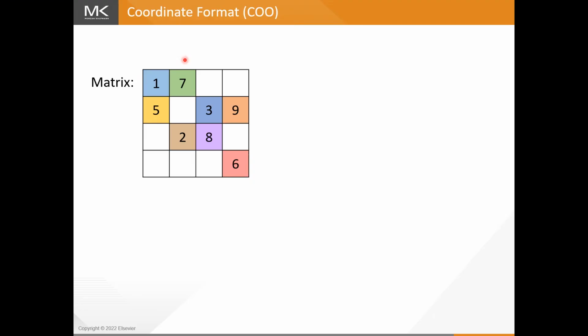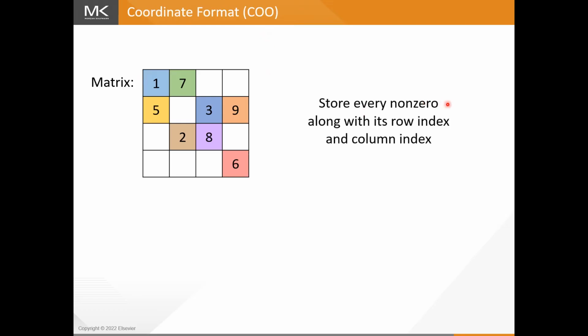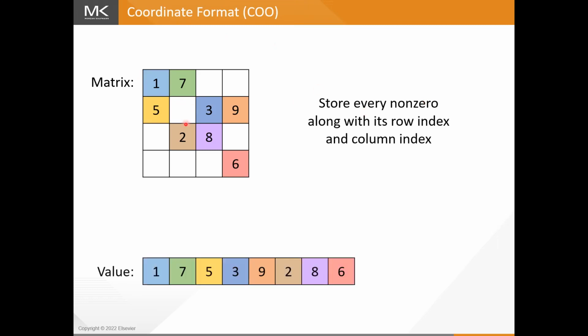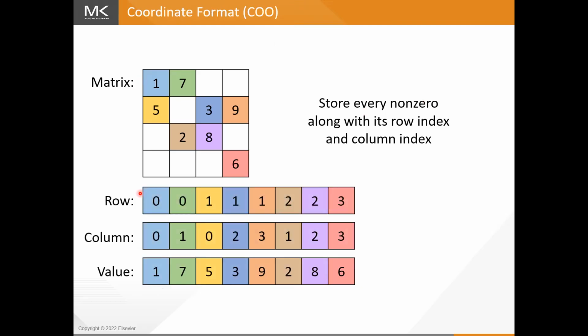So what does the coordinate format do? The coordinate format simply stores every non-zero in the matrix along with its row index and its column index. What I will do is take these non-zeros and store them in an array, and then I will have 2 other arrays where, at the same location, they store the row index and the column index of the elements. So this first element indicates that at row 0, column 0, I have a 1. At row 0 and column 1, I have a 7. At row 1, column 0, I have a 5, etc.